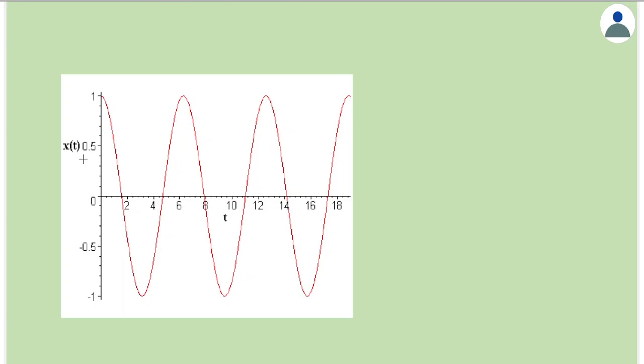A graph of displacement versus time would be as shown here. As seen in the graph, the particle has the same amplitude everywhere, which means it has not lost energy. So such kind of motion is called a free oscillation. That is, the amplitude after every cycle remains the same.